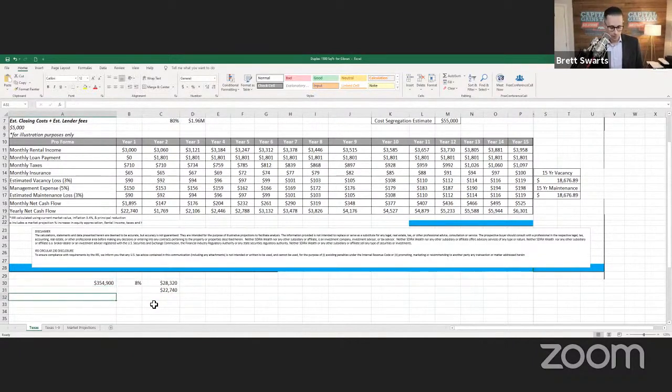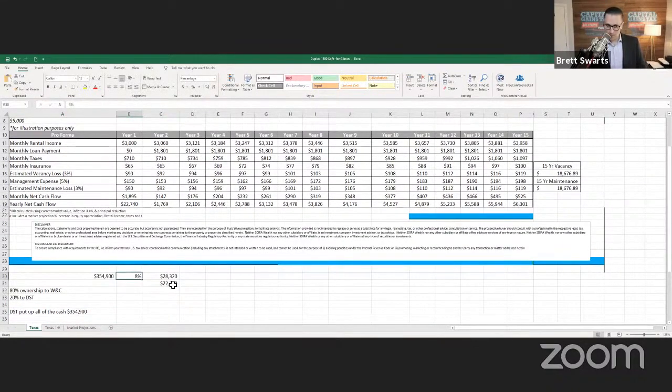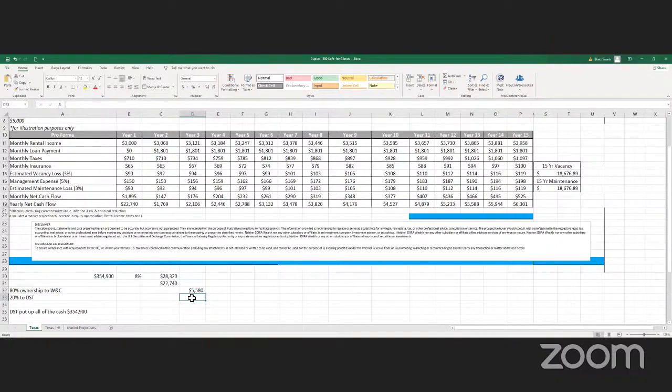Now, in this scenario, you have 80% ownership to, I'll put WNC, Warren and Cat, 20% to DST. Now, here's what's important to understand. The DST put up all of the cash, the $354,900, in exchange for, again, hoping to get the 8%. Now, obviously, we didn't get the 8% here, so there's a little deficit. In fact, the deficit is this number, and that would carry forward to the next year. Any questions on this part so far? This is the foundation so far. So far, so good. Okay.